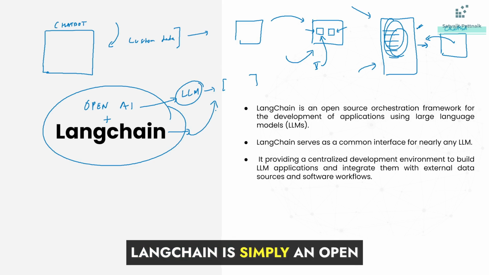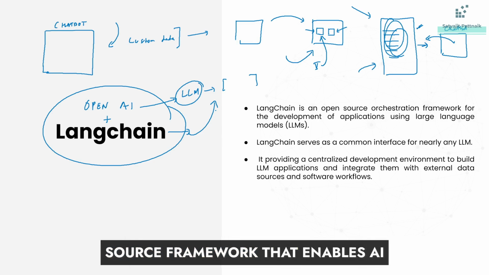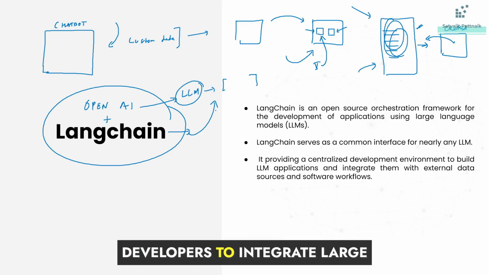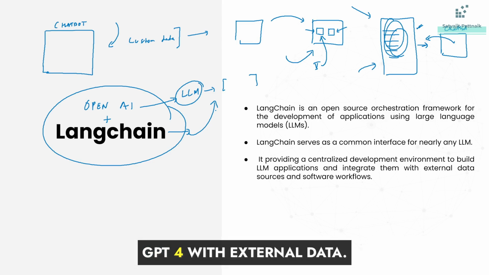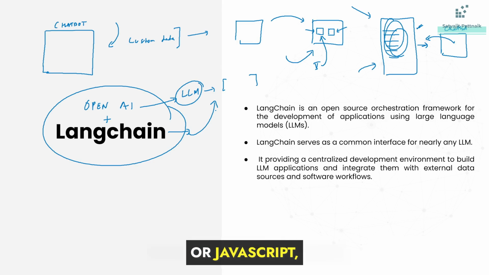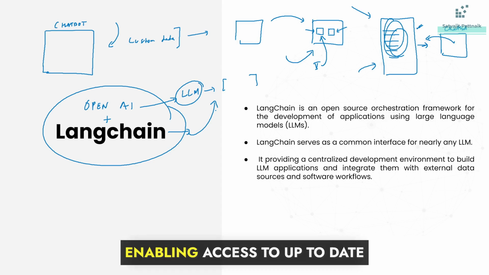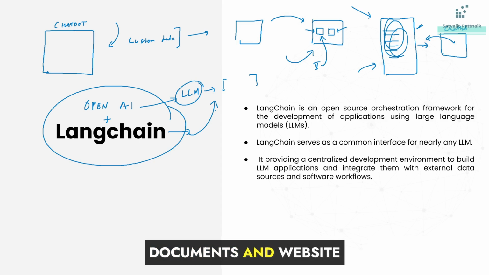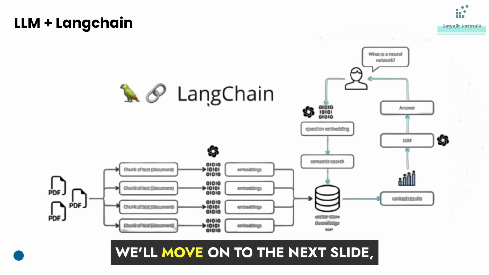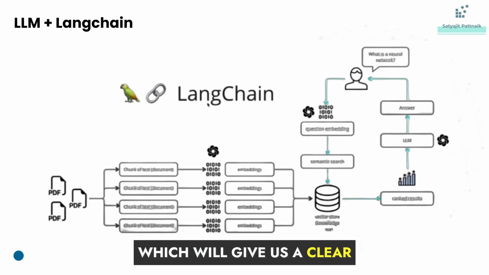LangChain is simply an open source framework that enables AI developers to integrate large language models like GPT 3.5, GPT-4 with external data. It is offered in Python or JavaScript, which is also TypeScript packages. LangChain allows LLMs to reference entire databases when generating answers, enabling access to up-to-date data in the form of reports, documents, and website information.